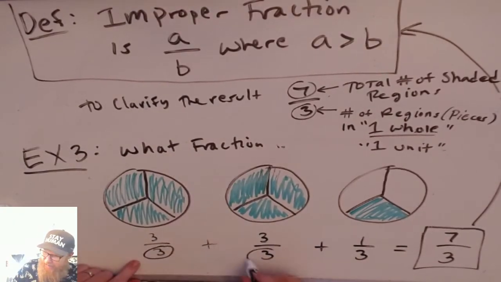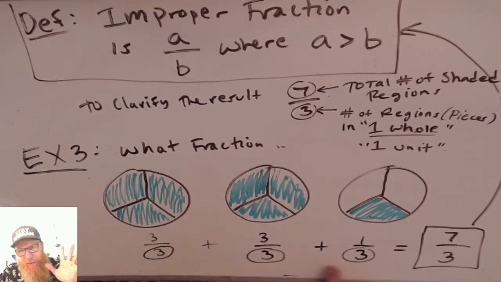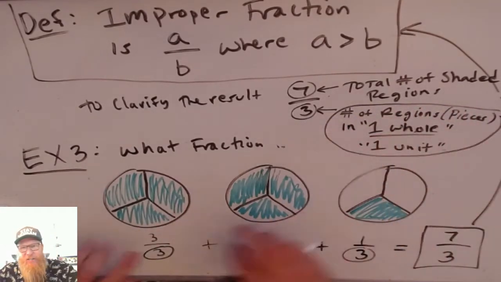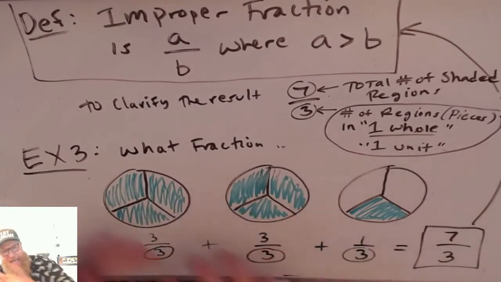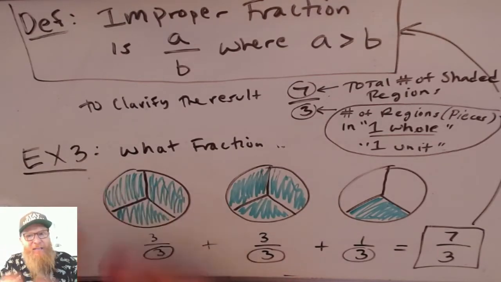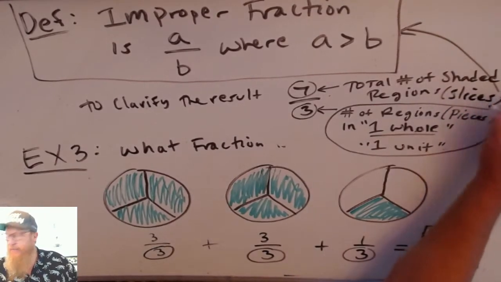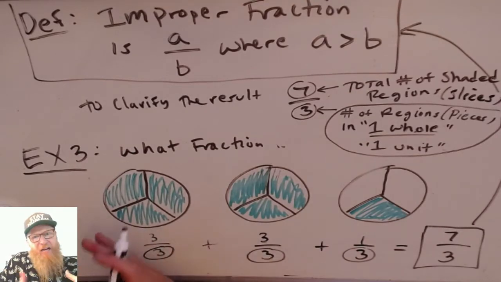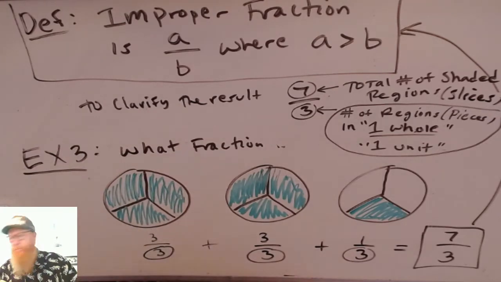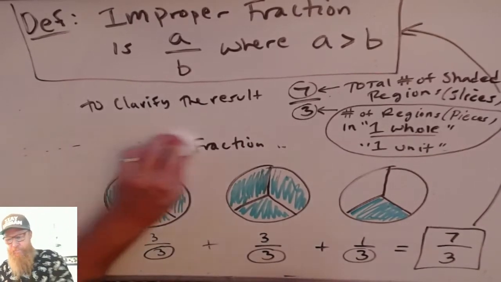So the denominator does not get added up. I don't want anybody out there to go 3 + 3 + 3 and then make the denominator 9. The denominator stays 3 because each one of these pizza pies, whatever you want to call them, has 3 slices or pieces, also known as a slice. Region, area, piece, slice, those are all words that mean the same thing. Okay. Let's try another one.